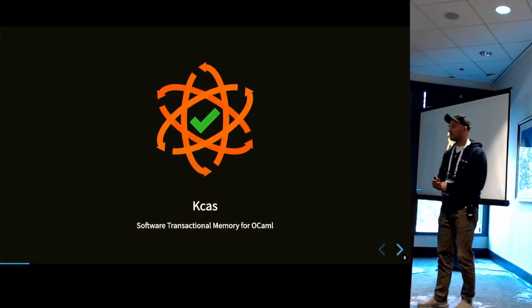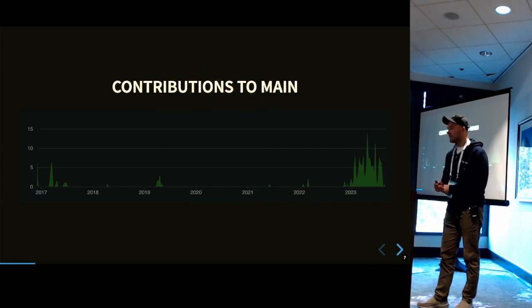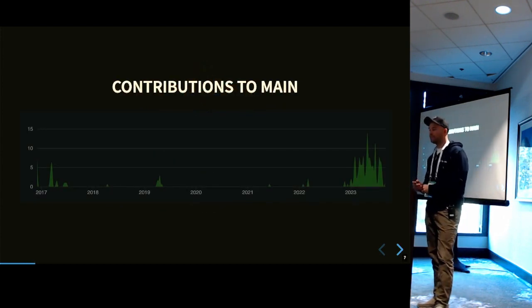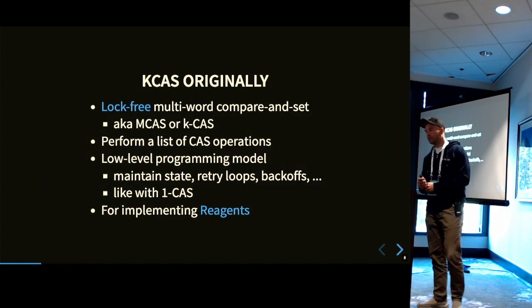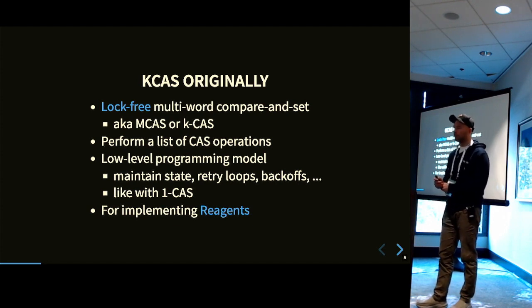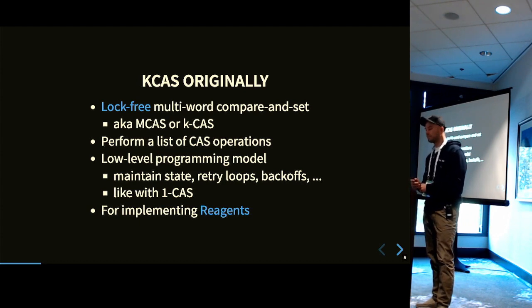Our software transactional memory library is called kcas. And as you can see from this graph, development of kcas already started many years ago. It was originally designed as a kind of low-level library, providing a multi-word compare and set primitive for the purpose of implementing a higher-level concurrent programming library called regions.